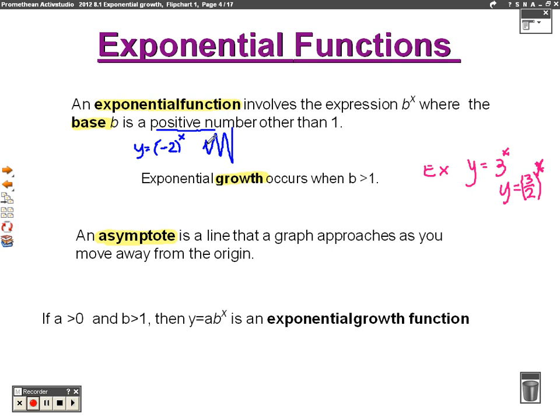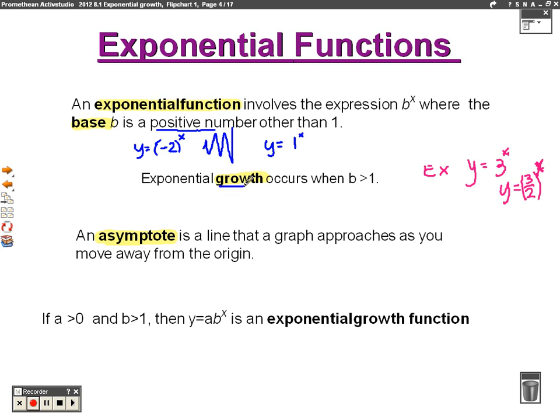It's kind of cool, actually, but that would not be an exponential function, nor would this if our base was 1. 1 to the x. 1 to any power is going to be 1. 1 times 1 times 1 times 1 times 1, still going to be 1. So this is just a linear function, actually, and you just get a line. So we restrict our base from being 1.